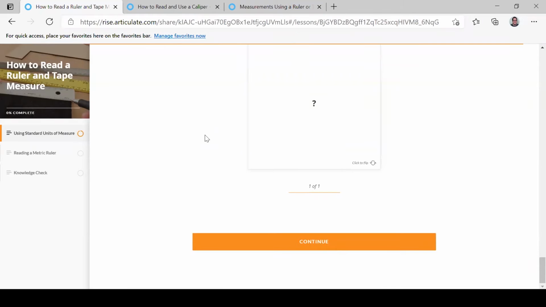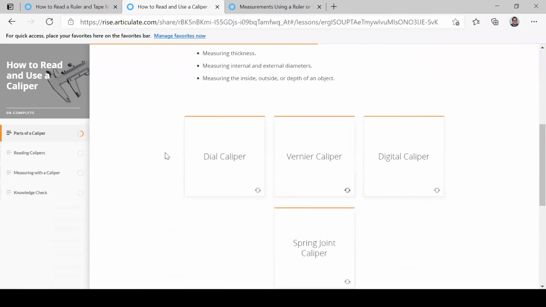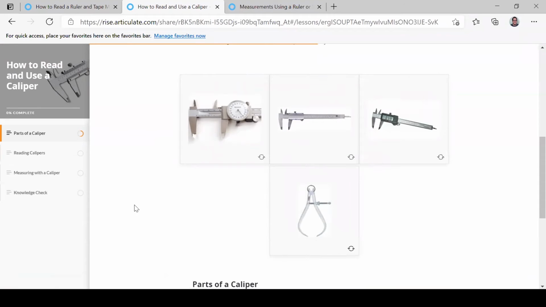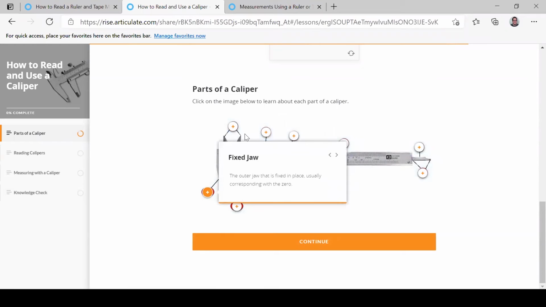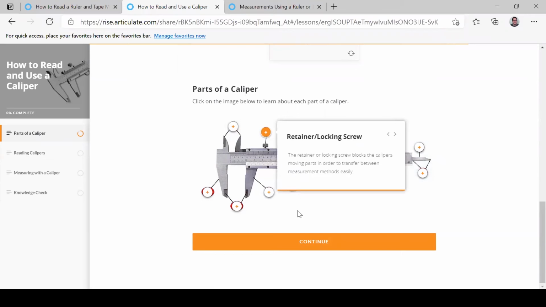Now, I'm going to jump to another lesson to walk through what we have in this lesson here: how to read and use the caliper. Again, this is something that you can work in the classroom, as there are presentation slides and curriculum for that. And then you go into this world and it walks you through what a caliper is, with different engagement pieces, being able to see what a dial caliper looks like, a vernier caliper, a digital caliper, a spring joint caliper, allowing students to start to understand and seek information, and find out what they're going to be learning and knowing in this opportunity.